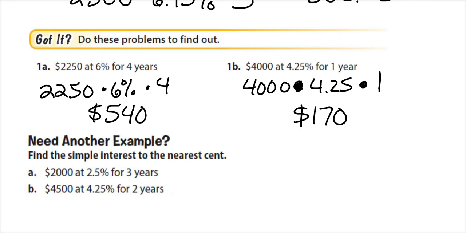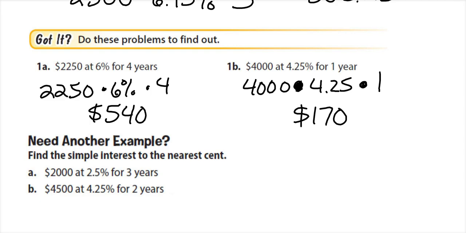So what does all this mean? I kind of forgot to talk about this. What this means is, if you invest $4,000, and your interest rate at the current time was 4.25%, and you invest that money for 1 year, that means you'd make an additional $170. So, is it a lot?